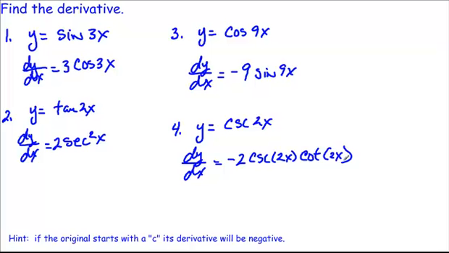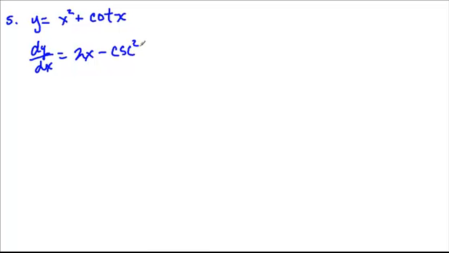Not bad. Let's just do a couple more. This will be number 5. Y equals x squared plus cotangent x. That's pretty straightforward. All we do is say dy/dx is equal to 2x, because we take the derivative of that term, and then we take the derivative of cotangent, which is negative cosecant squared x. Notice this time the coefficient was 1, so that's really all I wrote there. See how nice that is?